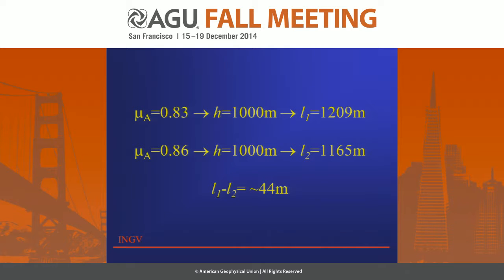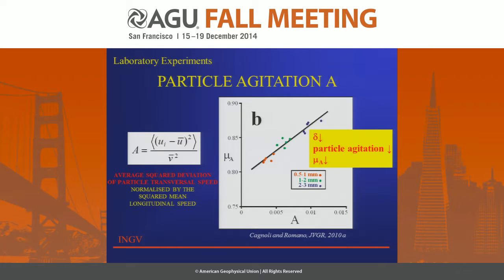Okay, this is just to show that even small differences of mobility values can be significant. If you consider a drop of 1,000 meters in nature, 0.83 corresponds to a horizontal displacement of 1,200 meters and 0.86 to 1,165 meters, which is a difference of 44 meters, which could be enough to miss a building, for example. But this is just an example, just to show the differences.